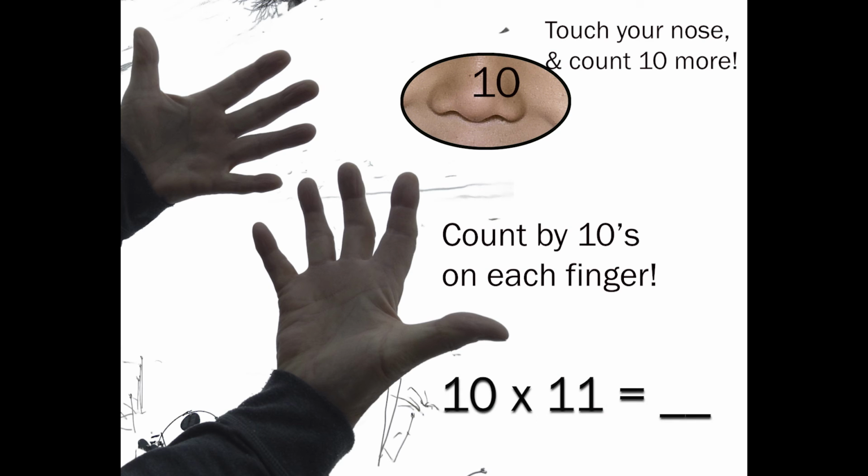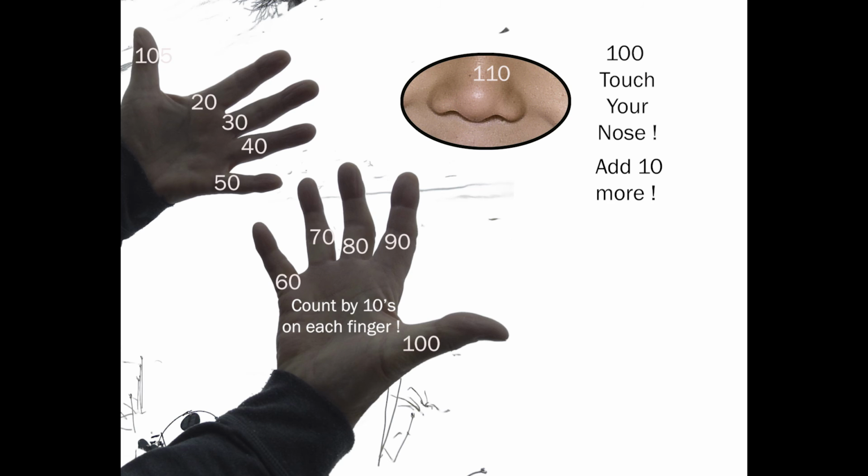11 times 10 equals, what do you get? 10, 20, 30, 40, 50, 60, 70, 80, 90, 100. Touch your nose, add 10 more, 110. 11 times 10 equals 110.